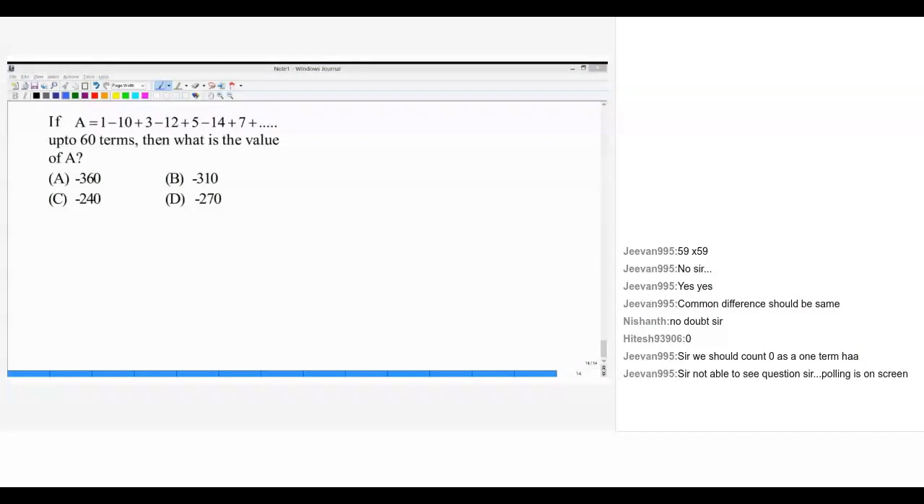1 minus 10 plus 3 minus 12 plus 5 minus 14 and so on up to 60 terms, then what is the value of A? Yeah. Any responses?